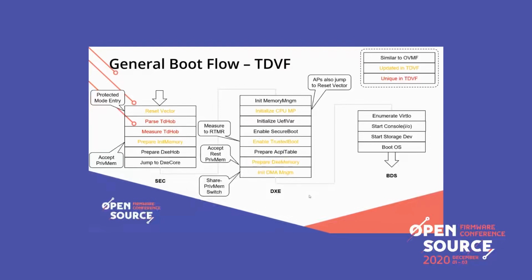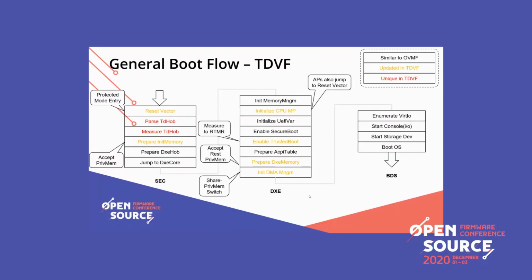Here is a high-level flow of the TDVF. The black color means the flow is similar to OVMF. The orange color means the flow exists in OVMF and is updated in TDVF. The red color means the flow does not exist in OVMF and is unique in TDVF.